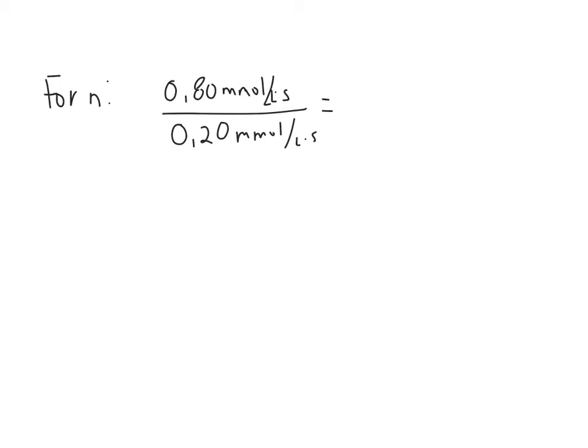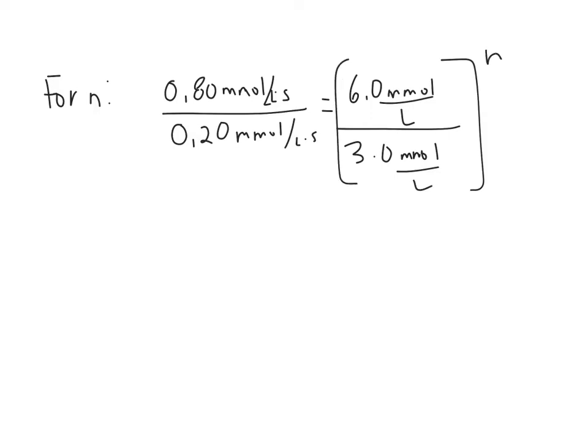So therefore this is equal to 6 millimoles per liter, oh sorry, just 6 millimoles over 3 millimoles per liter to some exponent n. So 0.8 divided by 0.2 is 4. 6 divided by 3 is 2.